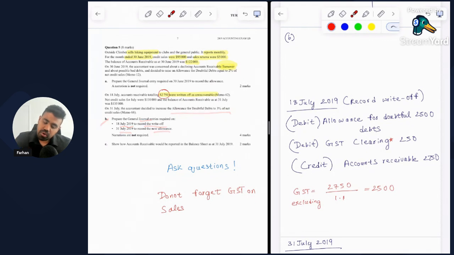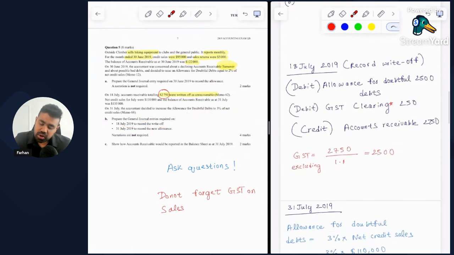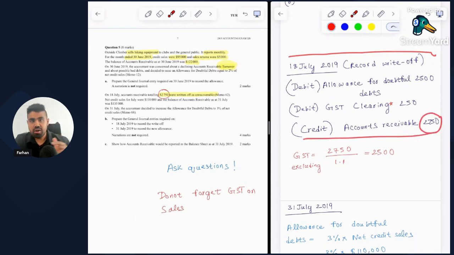So let's start with the write-off that we have for 18 July 2019. If you have to write off, that essentially means that you are confident that the accounts receivable have confirmed that they're unable to pay, which means you have to reduce the accounts receivable, which means you have to reduce the asset. And if you're reducing the asset, you have to credit it. So to begin with, we are crediting accounts receivable by the entire amount of $2,750.